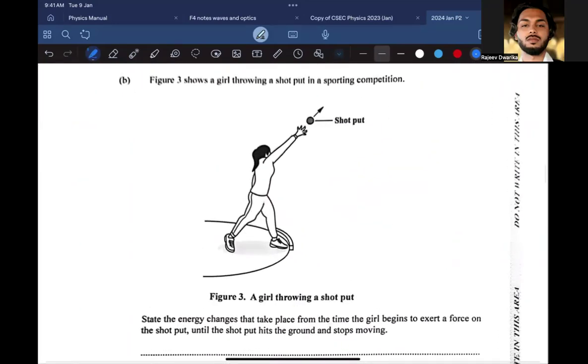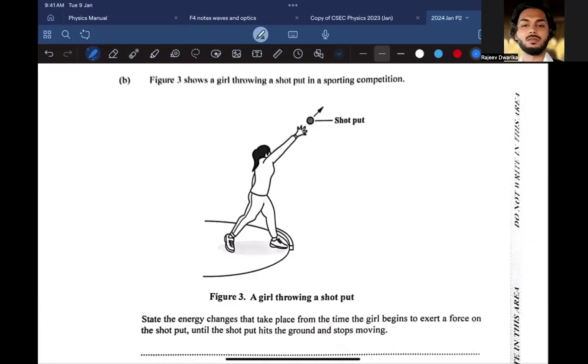Right. So Justin, give this a read. Part B, figure 3 shows a girl throwing a shot put in a sporting competition. State the energy changes that take place from the time the girl begins to exert a force on the shot put until the shot put hits the ground and stops moving.